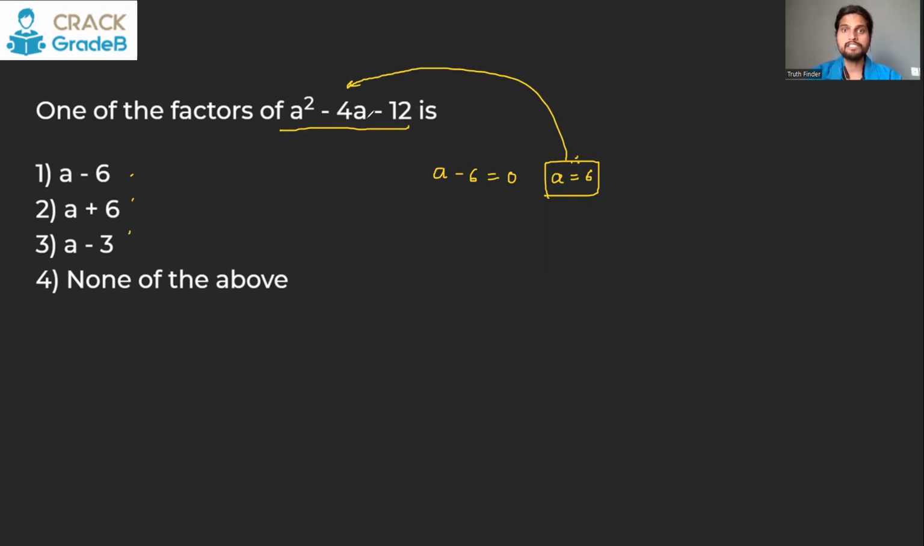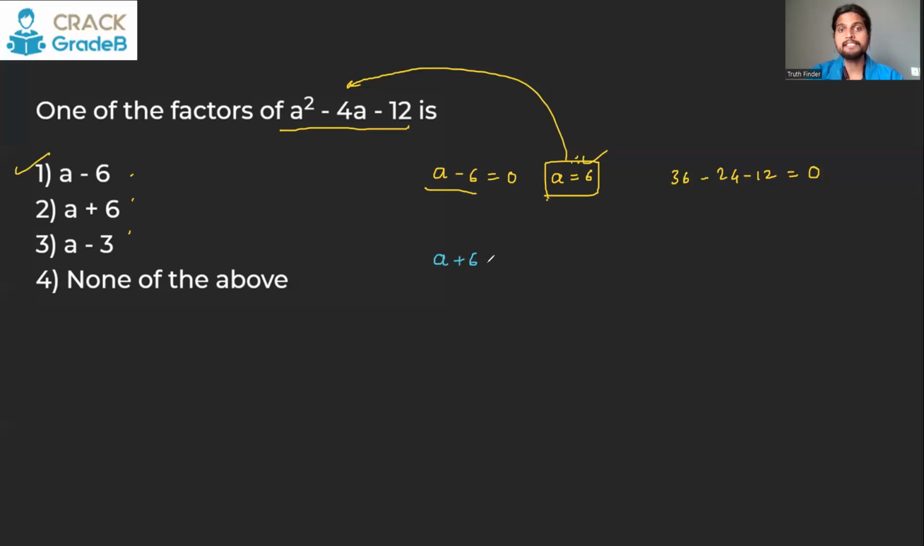You have to put a is equal to 6 here and check whether that gets 0 or not. So putting a is equal to 6 here, we get a square, that means 36, minus 4 into 6, 24, minus 12. Is this 0? Yes. 36 minus 36, that will make it 0. So a is equal to 6 is the root of this quadratic equation, and hence a minus 6 is a factor of this quadratic equation. Let us try option number 2.